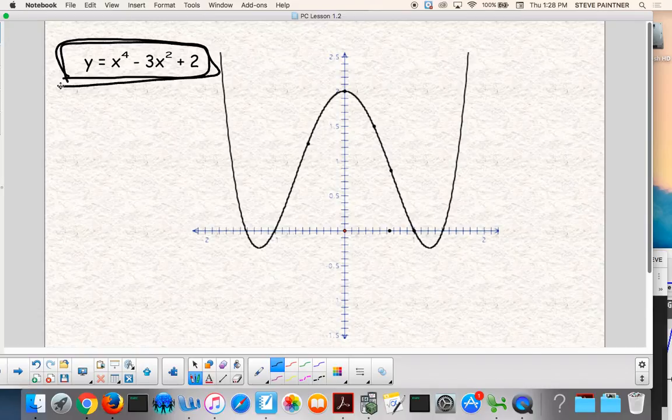It's x to the what? 4. Do you know what we call those? Not linear, not quadratic. Quartic? Quartic, there it is. You got a quartic function. Now, do you remember anything about quartic functions from last year? Anything?